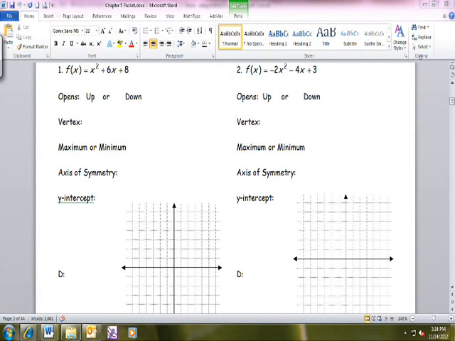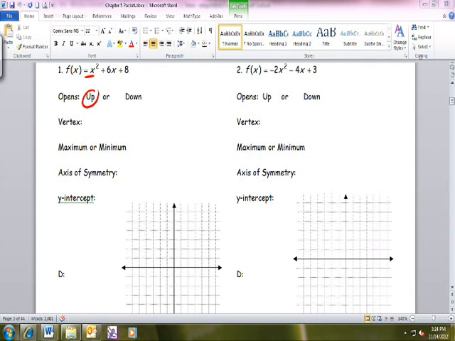Alright, we're continuing graphing our quadratics using standard form. So we're trying to put together all of the skills that we learned in the first video into graphing some quadratics. First off, we want to know whether our graph opens up or down. Well, this opens up because x squared is positive.